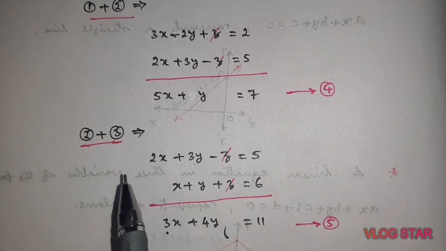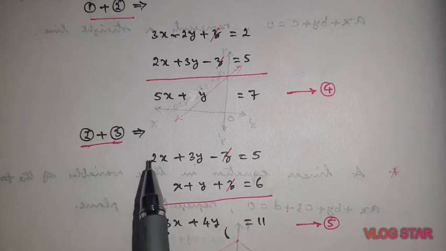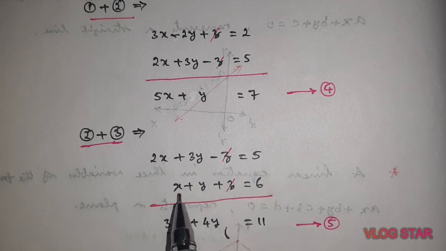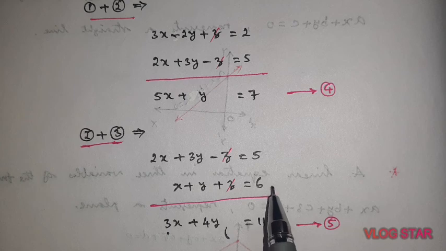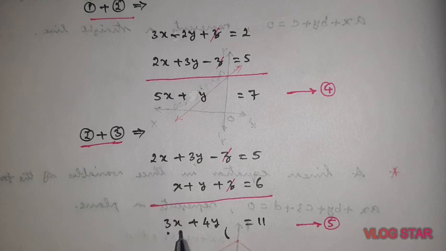Now add 2 and 3. 2x plus 3y minus z is equal to 5, this is the second equation. x plus y plus z is equal to 6, this is the third equation. Just add the coefficients. Here the coefficient is 2, here the coefficient is 1. 2 plus 1, 3x. Then 3 plus 1, 4y. Minus z plus z cancel. So 5 plus 6, 11. We get one more equation, 3x plus 4y is equal to 11. Let it be equation 5.